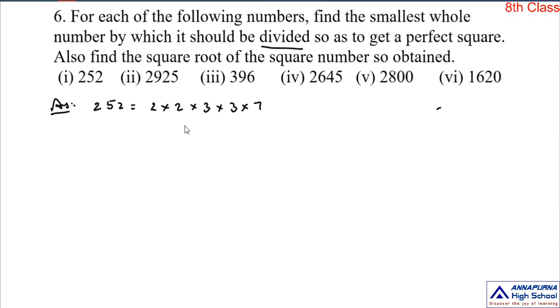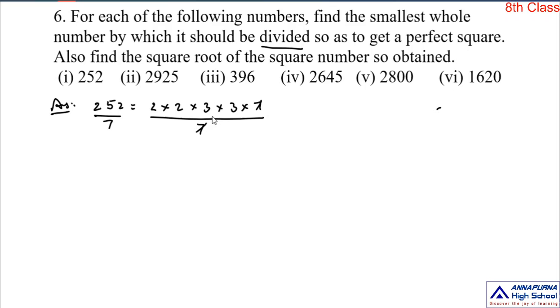Okay, so what are the prime factors of this 252? Yes, there are 3 prime factors, 2, 3, 7, but 7 has no pair. So when you divide this total number by 7, yes, that 7 is cancelled. So what are the prime factors in the result? Yes, we have only 2 prime factors. What are they? The 2 and 3, and they have pairs.